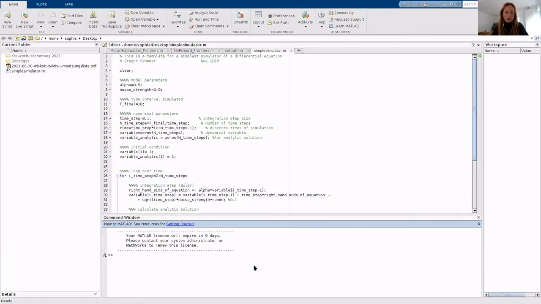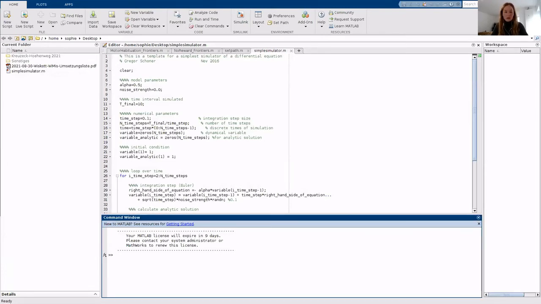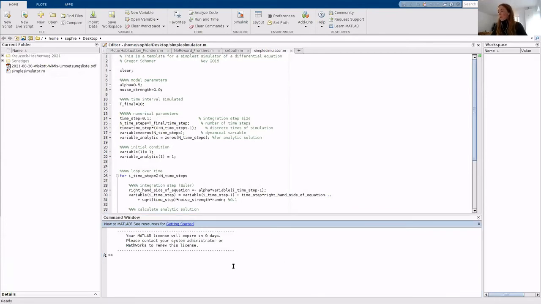So there it is. You should also see this, right? Okay. Good. So this is a simple MATLAB simulation of our function. So I'm going to walk you through this.